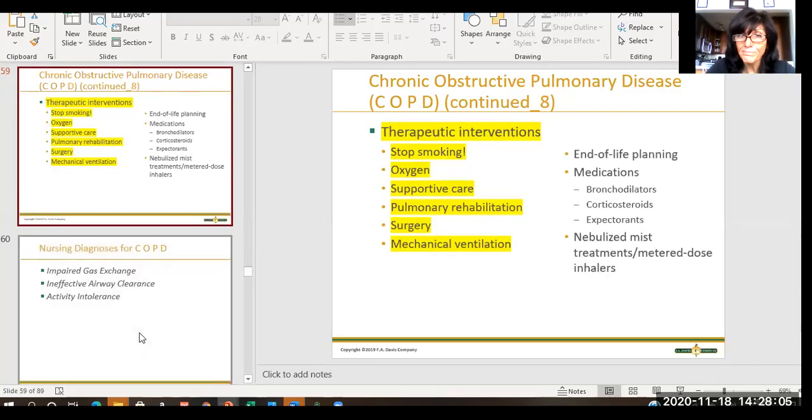What do we do for these people? Well, prevention, always better. Stop smoking, you know, oxygen, supportive care, pulmonary rehab, surgery. Sometimes, you know, we're talking mechanical ventilation, which is pretty bad. So if they're on a vent, and you see over here, end of life planning, medications, nebulized treatments, and metered dose inhalers. So I'm going to pause this and I'm going to move to the meds, okay, because this is like bronchodilators and stuff. We're going to get into that right now.